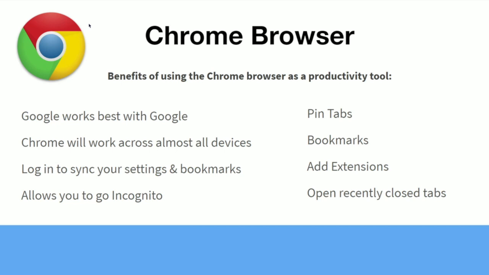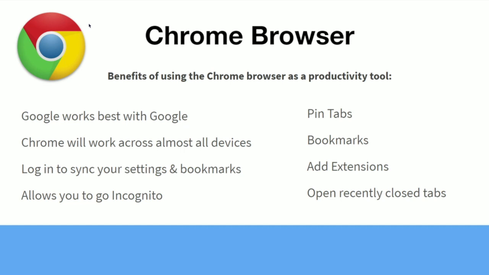You also have the benefit of the idea that Google Chrome is available and will work across almost all devices. Your phone, whether it's an Android or iPhone, has an app to be able to access the Google tools that you can sign into. You can also sync your settings and your bookmarks that you save between all of your devices that you have Chrome installed on, which is nice.